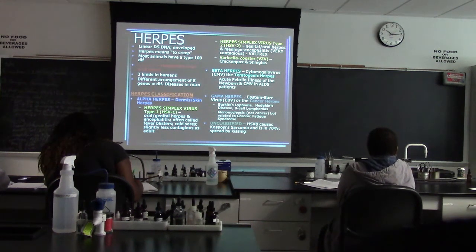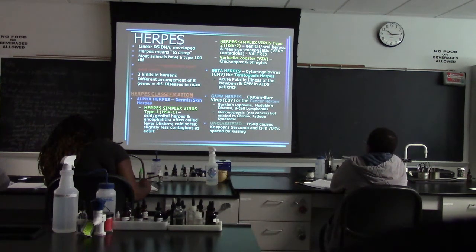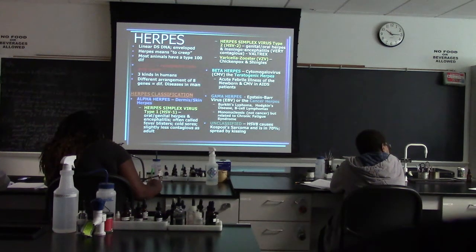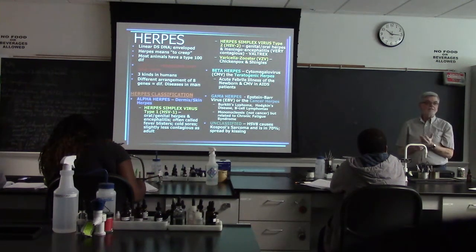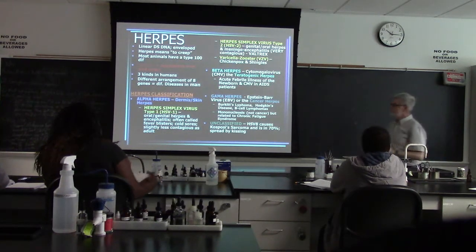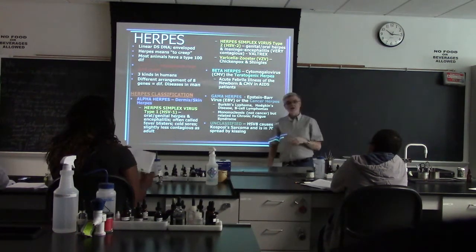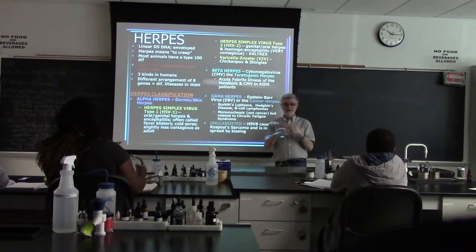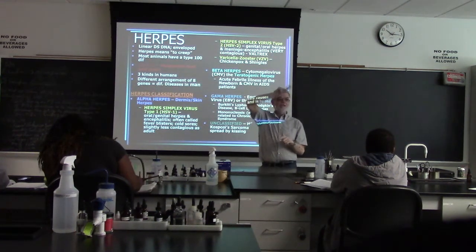It's a simple virus. It only has 8 genes. And how those genes are arranged determines which disease type of virus it is. It's a very strange one in that respect, in the fact that the same genes arranged in a different order give you a completely different disease. They're all herpes. So how do we call it? We arrange all the herpes by the genetic arrangement of the 8 genes.